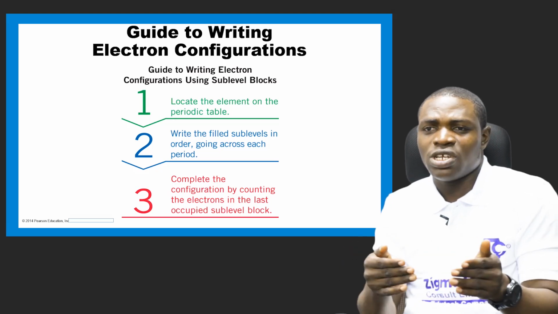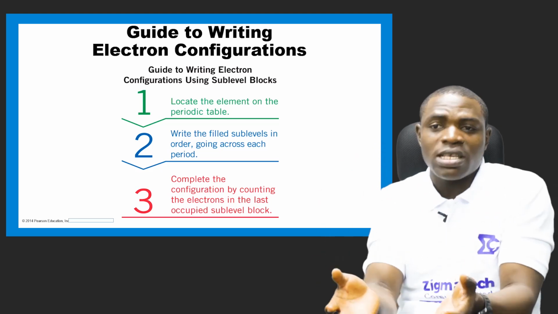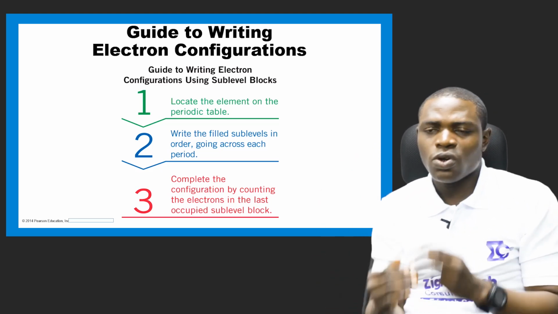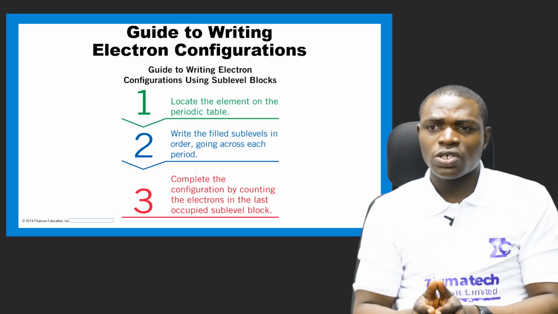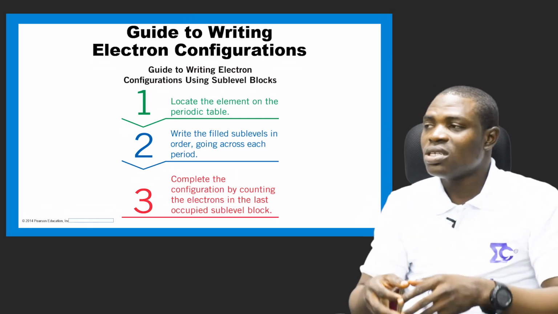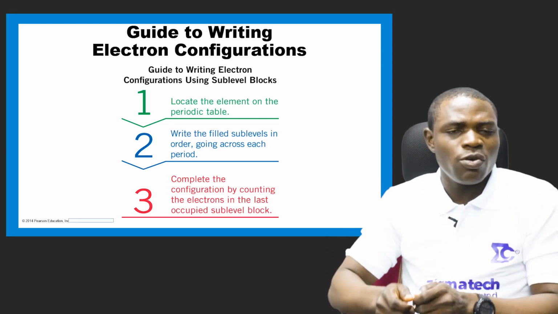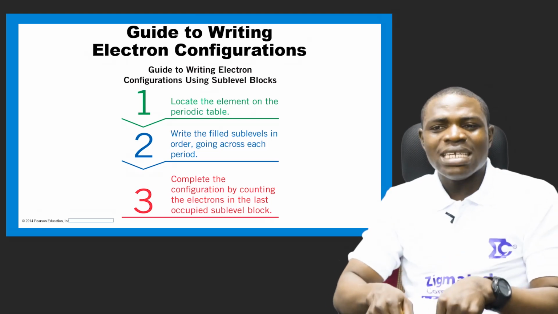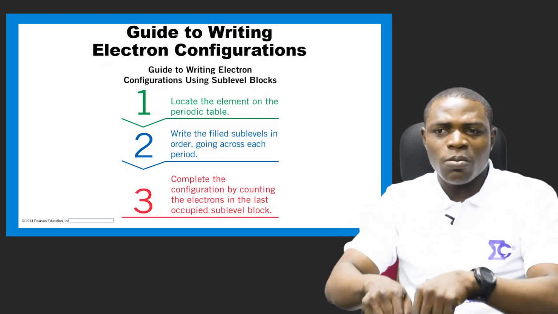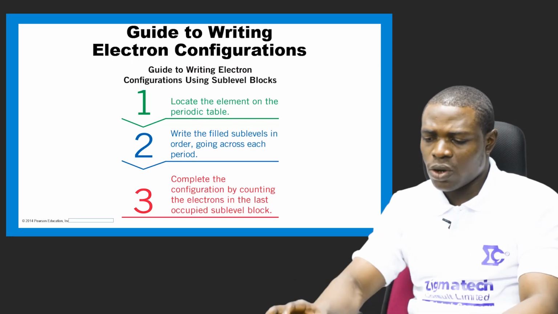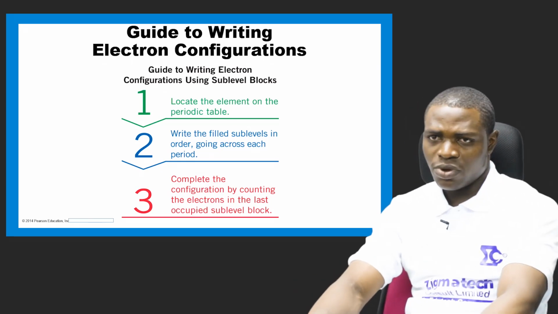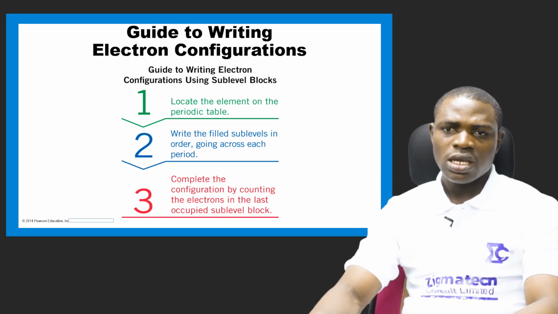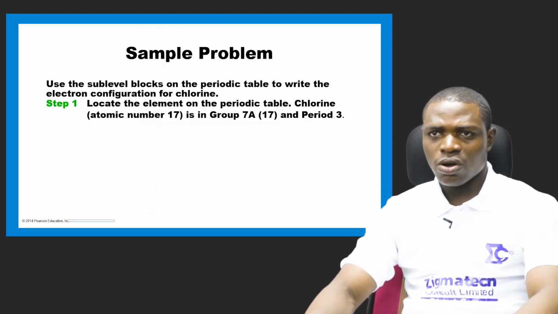We do 1, 2, 3. We do arithmetic in chemistry, so we need to follow the sequential order. Complete the electron configuration by counting the electrons in the last occupied sublevel block. I will need to repeat this and emphasize it very clearly: in the last occupied sublevel block. I'm going to show you how this is done. When and if you follow these important guides, it will help you to write a well-constructed electron configuration.